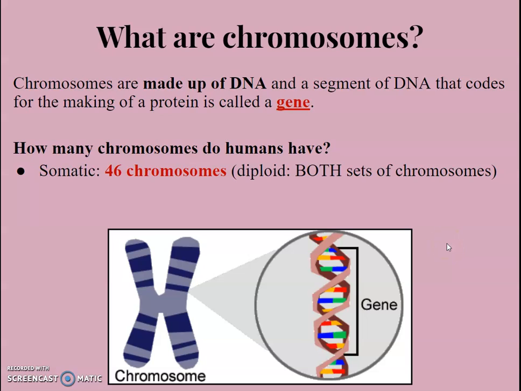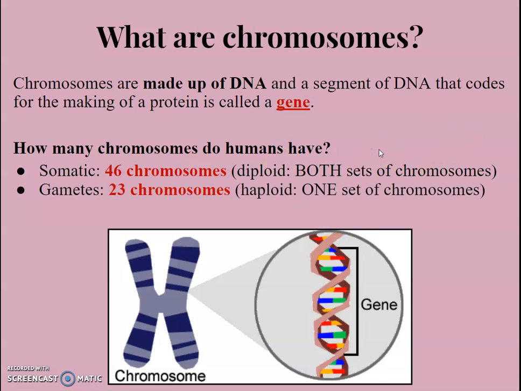In our somatic cells, we have 46 chromosomes because they're diploid, and so you have both sets of chromosomes in there. While our gamete cells only have 23 chromosomes. They're haploid. And so once again, our body cells will have 46, and our sex cells are going to have half. They're haploid with 23.